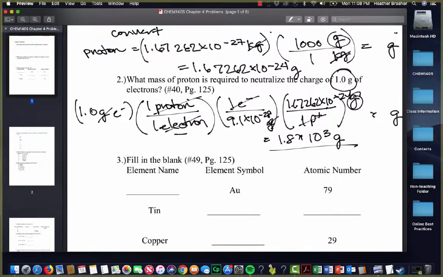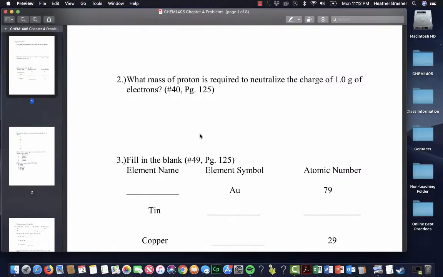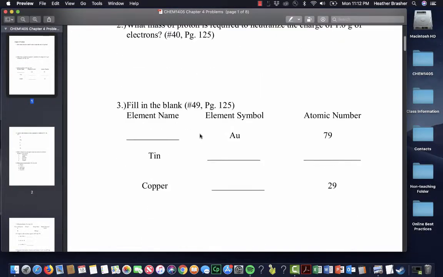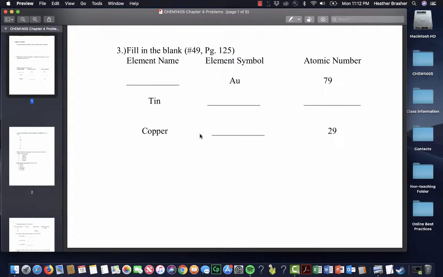So this is how you basically set up and utilize problems to figure out the mass or how many electrons or protons that you would need for any given example. So this next one that we're going to go, let me go to page 49.